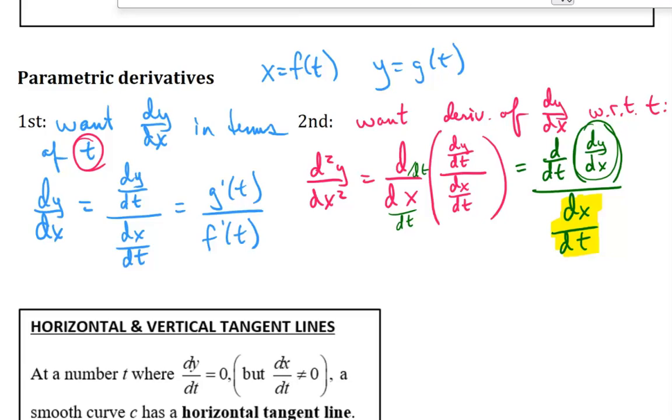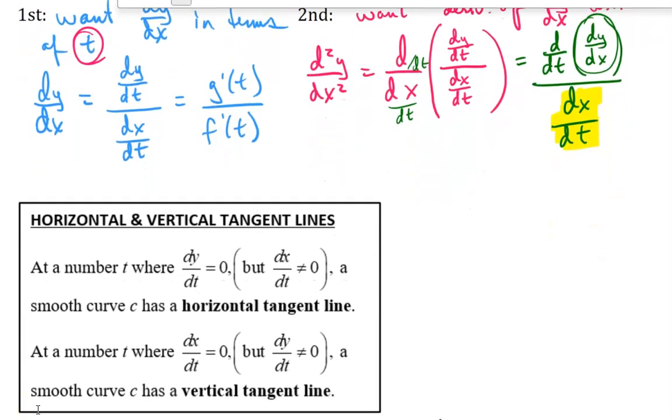And then that process would repeat if I needed the third derivative or the fourth. I would keep taking the derivative of whatever I have and dividing by dx over dt every time. So let's do an example of that.